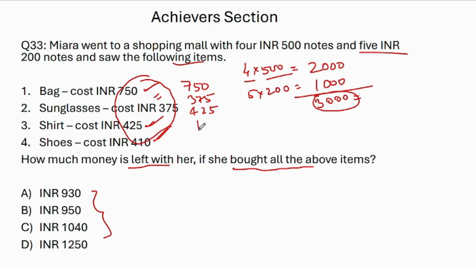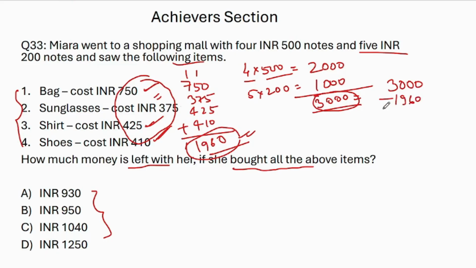425, and 410. Let's add all these. So this much money she has spent in buying all these 4 items. So how much money would she be left with? Her total money is 3000. She has spent 1960 rupees. So how much money will she be left with? Let's subtract this. 1040 is the right answer.